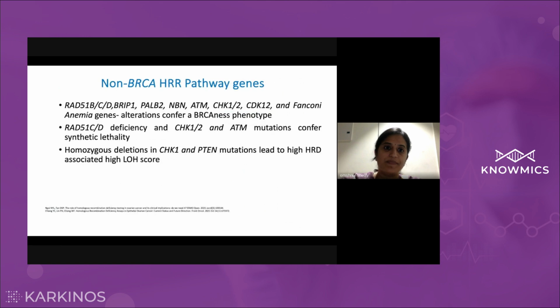Next, please. And what are those non-BRCA HRR pathway genes? Along with BRCA1 and BRCA2, we have RAD51, BRIP1, PALB2, ATM, CHEK1, CDKN2 and Fanconi anemia genes. And homozygous deletion, specifically in PTEN mutations or CHEK1, leads to a high HRD-associated LOH score. These need to be kept in mind. Next, please.